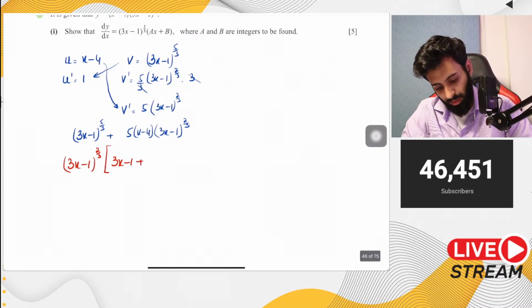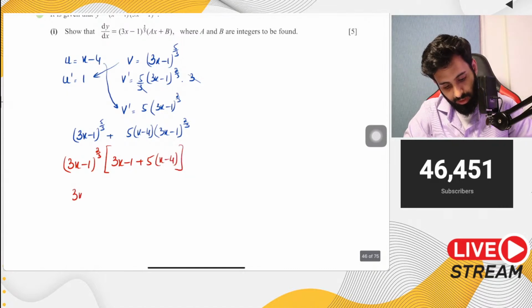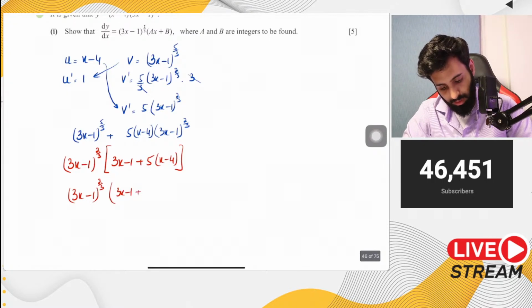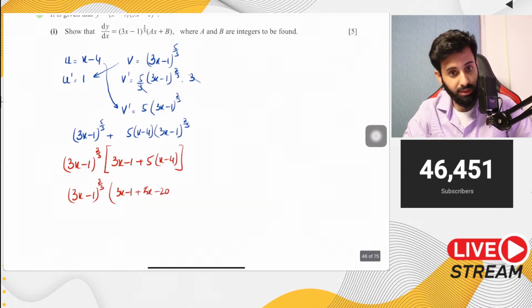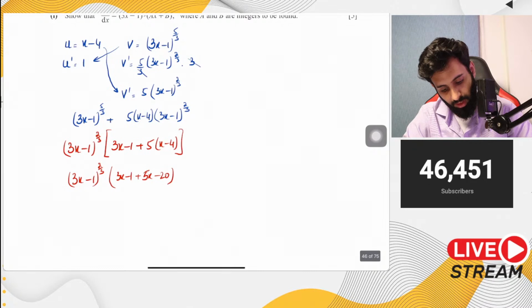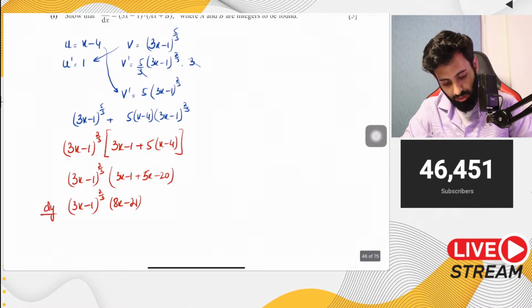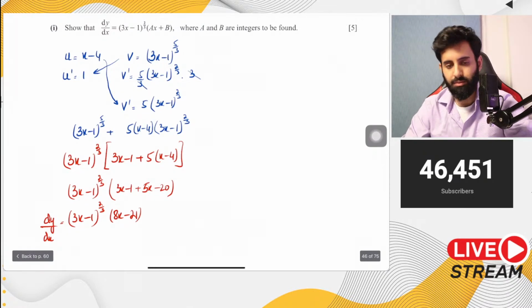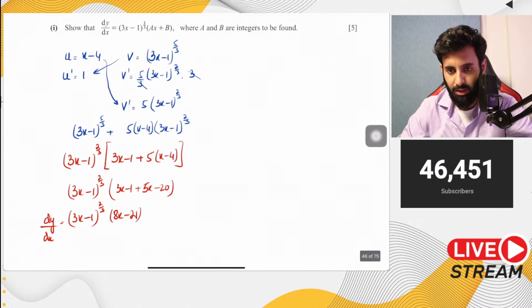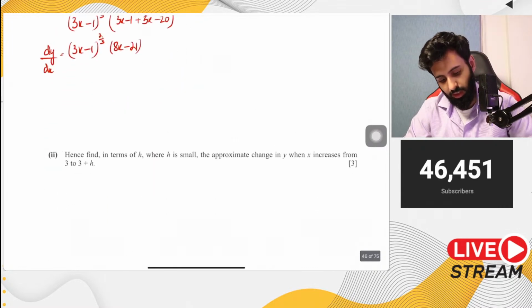Plus 5 into (x minus 4). So this is what we now have: (3x minus 1) to the power 2 upon 3 into [(3x minus 1) plus 5x minus 20]. Okay, so let's simplify this. Let's see what we get. 3x plus 5x is 8x, so (8x minus 21) multiplied by (3x minus 1) to the power 2 upon 3. This is dy by dx. Okay, so there you go. Just be confident about what you're doing, and don't make a simplification error or something like that, and you'll be fine, inshallah. Achha, then the next part is fairly easy.